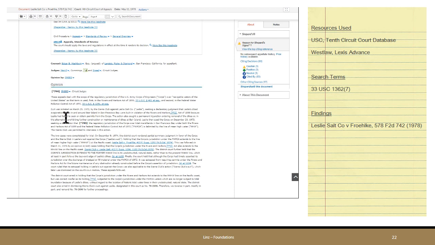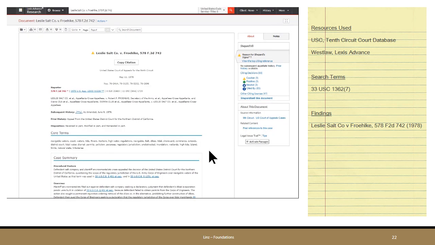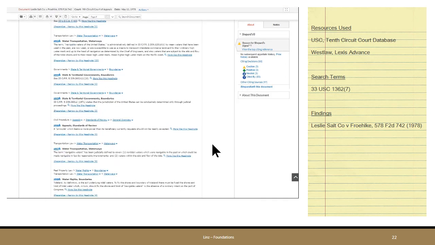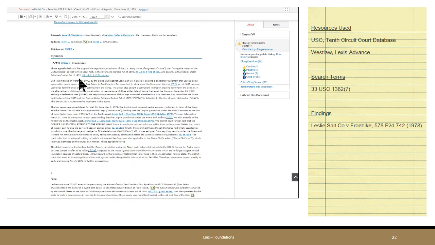the case itself. The star here, the star 744, it's called star pagination, and this refers to the page number in the print reporter, the first one that they cite. So that refers to page 744 of volume 578 of the Federal Reporter. So if you were citing this document, you would note that this text, these appeals, etc., would appear at page 744 in that reporter.